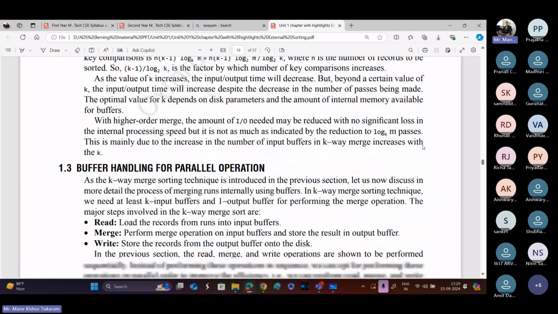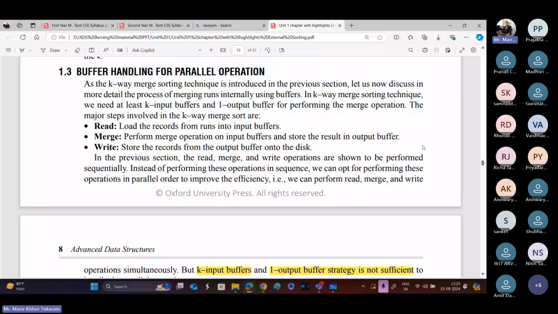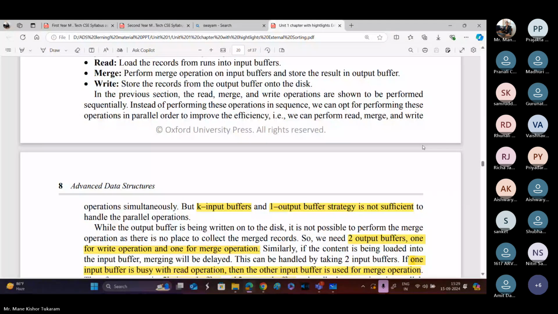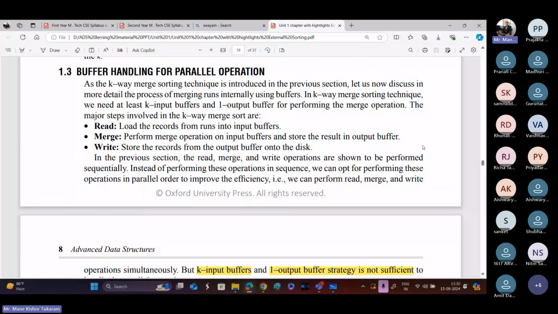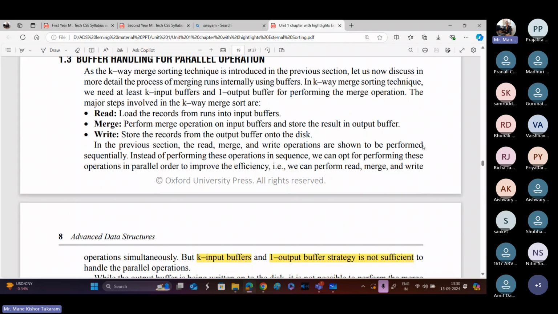The next part is buffer handling for parallel operation. In the algorithm we just discussed, at one time we can select only one record, and we have only one buffer to store the data and take the input. Inside buffer handling, we can apply parallel operation. There are different input buffers and different output buffers, and we can store the data simultaneously on those buffers. This mechanism is explained over here.